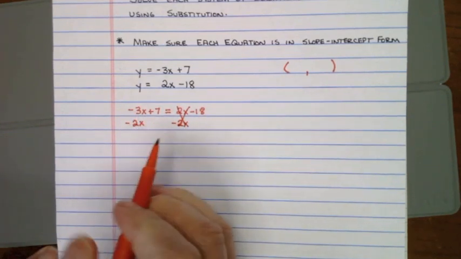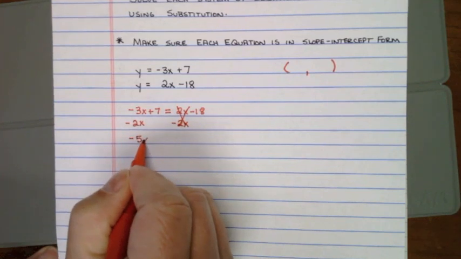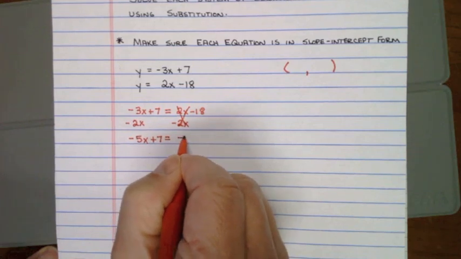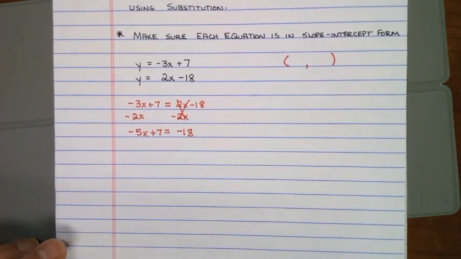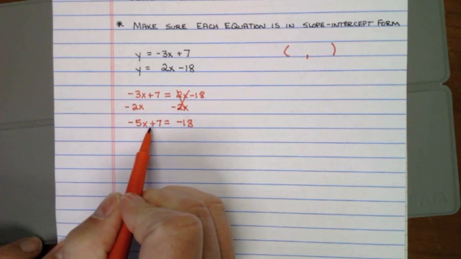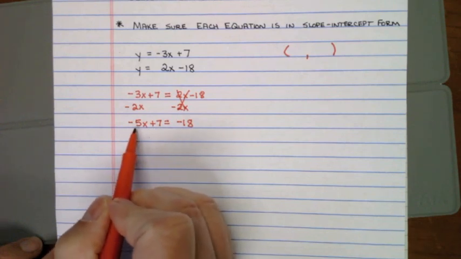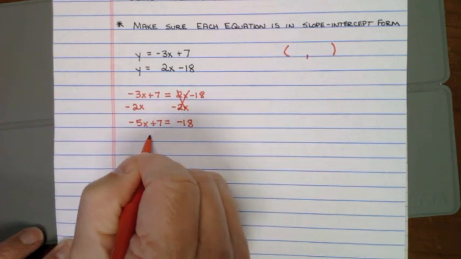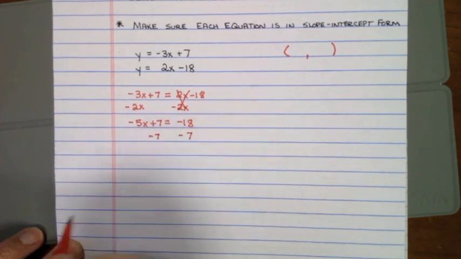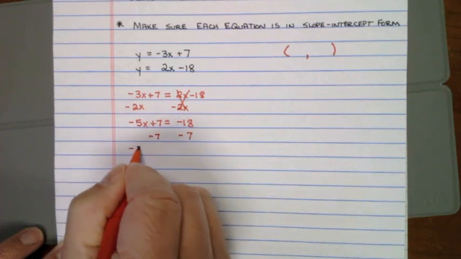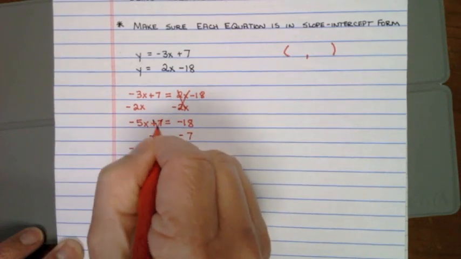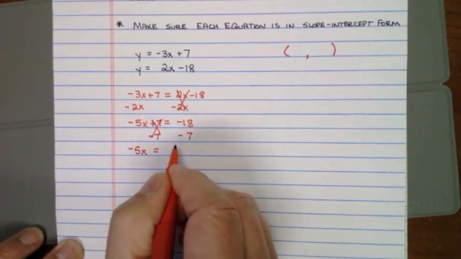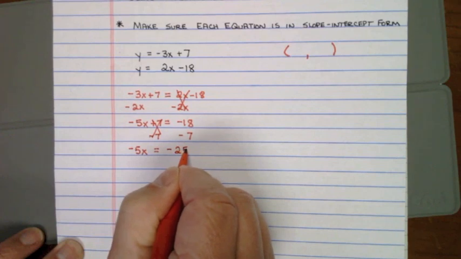Negative 3x minus 2x, negative 5x. Bring down the plus 7 is equal to, bring down negative 18, and I continue to solve this. I need to get rid of this positive 7 because I need to add or subtract before I undo my multiplication and division. The opposite of positive 7, negative 7. Subtract 7 from both sides. That will eliminate this positive 7 right here. Is equal to negative 18 minus 7, negative 25.